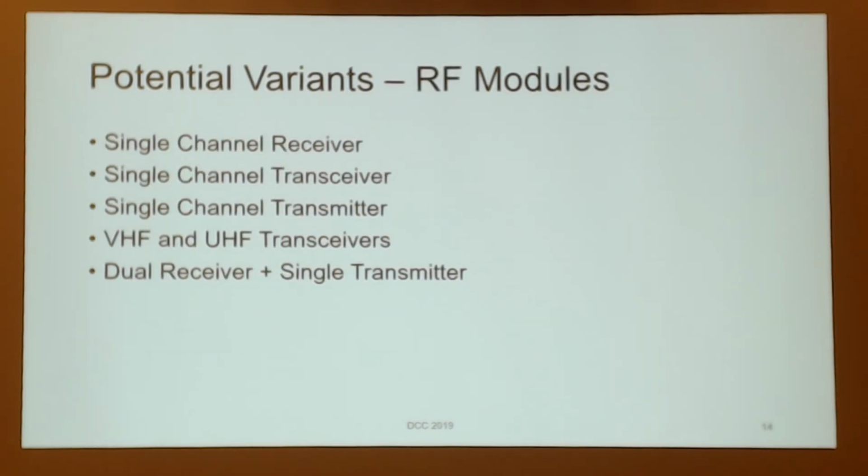Provincial variants for the RF modules. Scotty talked about single channel receiver, single channel transceiver, single channel transmitter, VHF and UHF transceivers, and maybe a dual receiver plus a single transmitter on one, so you can do things like adaptive pre-distortion on the transmitter to reduce the amount of out-of-band distortion. That's already being done on OpenHPSDR. We're going to start with the dual channel receiver.